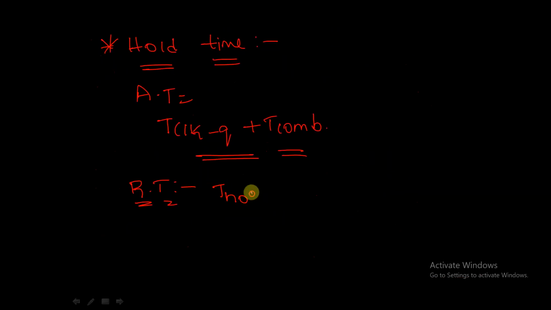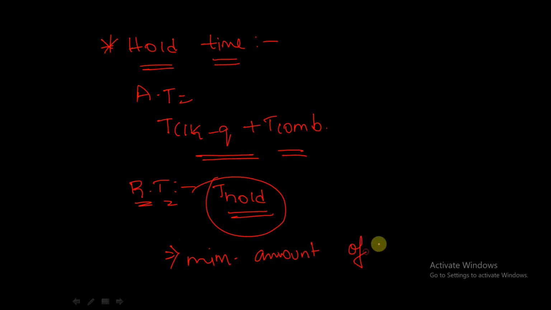So we'll write it here. The requirement is t hold. During this time interval, the minimum interval t hold, the data should not change. This is a requirement: for a minimum amount of t hold, data should not change. So the data given to flip-flop 2 should be constant during this t hold time period, right?